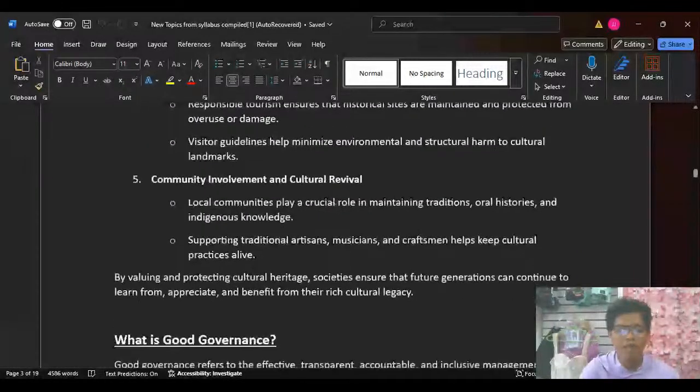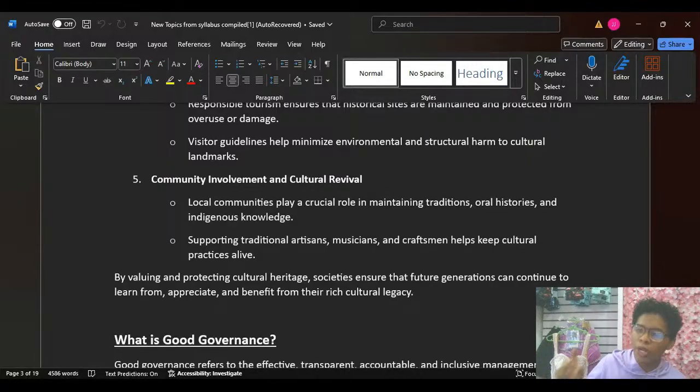So we have number 5, community involvement and cultural revival. At least where I'm living, we have something called the indigenous season. The indigenous season is a time of the month, usually through a holiday, whereby we would celebrate our heritage. We usually celebrate for 3 days, 4 days, and that's what community involvement means. It means communities around the country coming together and creating a unified holiday to celebrate our cultural heritage in order to make sure that there's cultural revival.